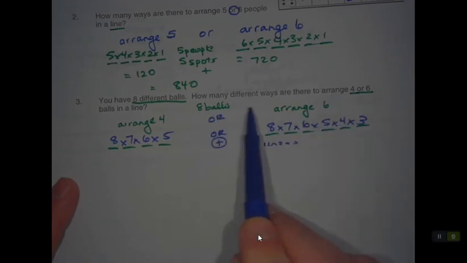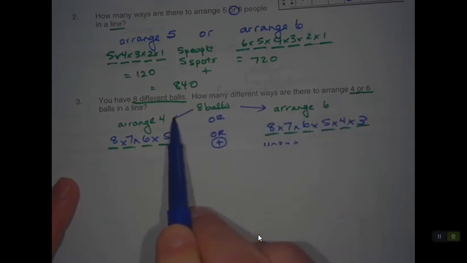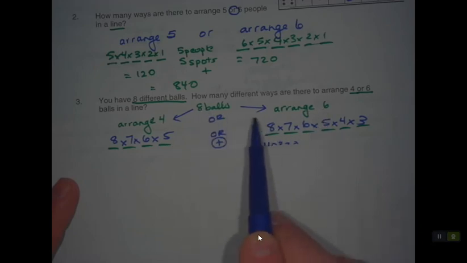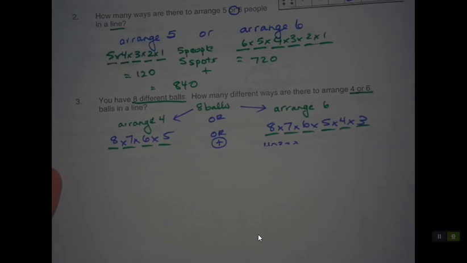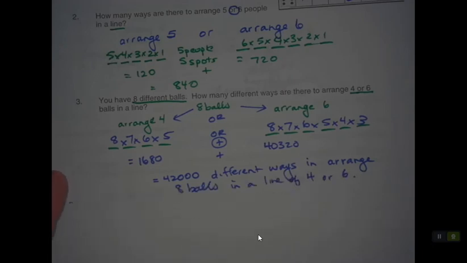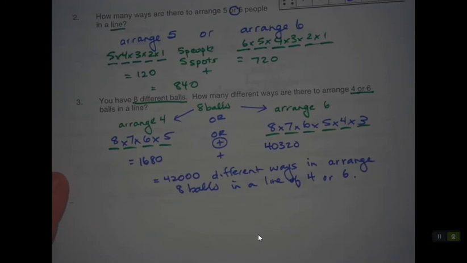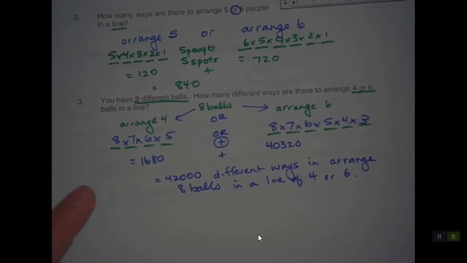I know I have 8 total balls, and I'm going to arrange 6. So I start with 8, and then 7, and then 6. And I know that that's multiplying because that event is happening at the same time. And then I can get those answers and add those up. All right. So in that case, there was 42,000 different ways arranging 8 balls in a line of 4 or 6. So the thinking to set up the question is really important.